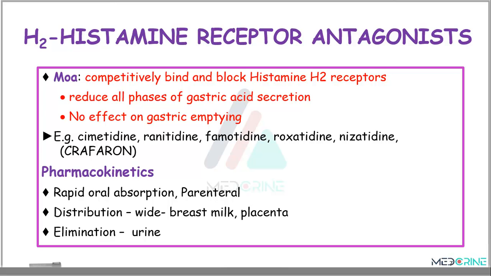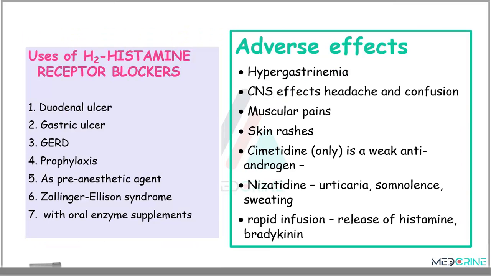The pharmacokinetics of these drugs is that they have rapid oral absorption and also a parenteral effect. They are distributed widely into the breast milk and the placenta, and are mostly eliminated through the urine. They are indicated in the treatment of duodenal ulcers, gastric ulcers, gastroesophageal reflux disease, and prophylaxis of the same. They can also be used as pre-anesthetic agents, in the treatment of Zollinger-Ellison syndrome, and with oral enzyme supplements.